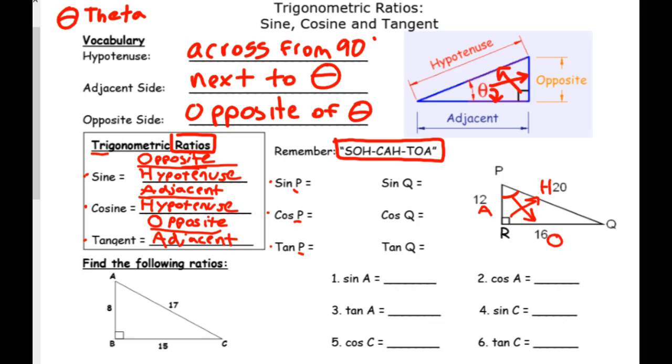Okay? Now that it's labeled, for these three problems, I'm just going to write a fraction and reduce it, right? So let's start with sine. Sine is what over what?